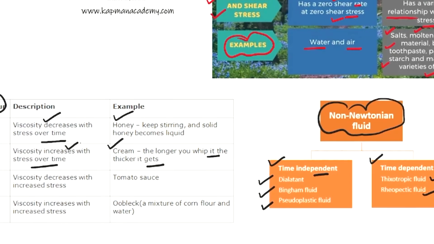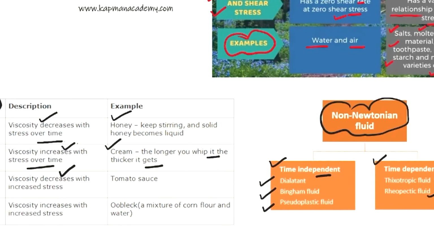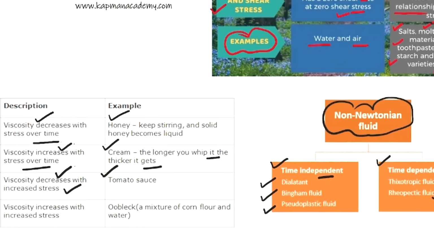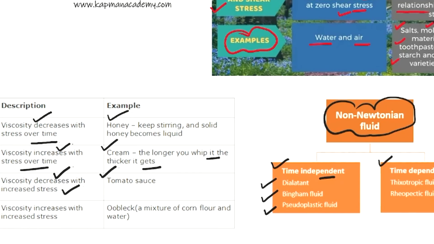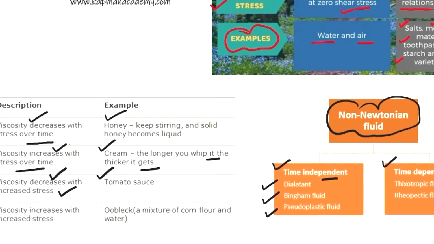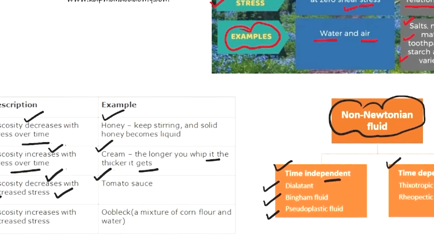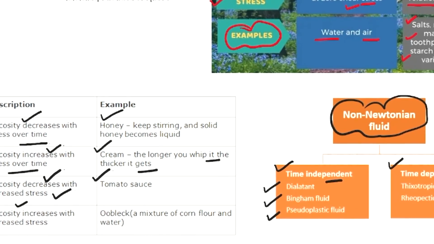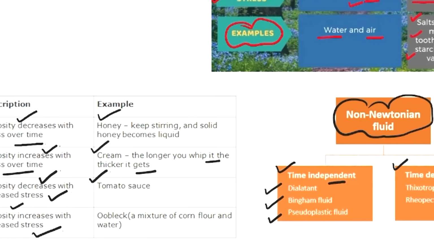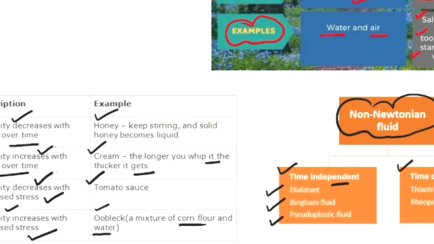Another type of non-Newtonian fluid is shear thinning. In this case, viscosity decreases with increased shear stress, and a good example is tomato sauce. Another type of non-Newtonian fluids is dilatant, or shear thickening, fluids, which have increased viscosity with increased shear stress. A good example here is oobleck, which is a mixture of corn flour and water.